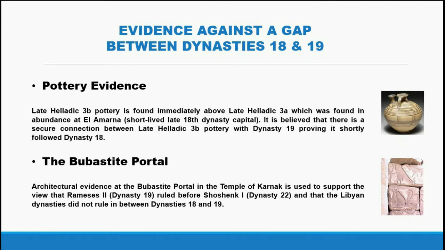The last piece of evidence highlighted by David Rohl comes from the Bubastite portal at the Temple of Karnak. Architectural evidence at the Bubastite portal is used to support the view that Ramses II of Dynasty 19 ruled before Shoshenq I of the 22nd dynasty, and that the Libyan dynasties did not rule in between dynasties 18 and 19. How accurate is the interpretation from this site regarding which dynasty ruled before the other?